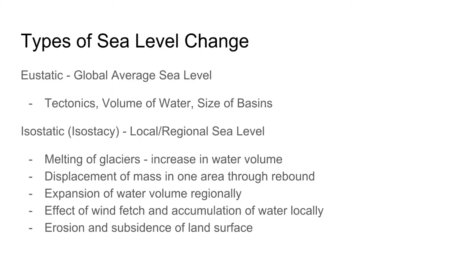Isostatic sea level change is more localized. It's not global. It could be continent-wide. It could be just the east coast of the U.S., the southern coast of Alaska. These are isostatic changes that occur. And a lot of times they're from the melting of glaciers. Of course, melting of glaciers does two things. You're adding water to the ocean basin, which does actually raise sea level.